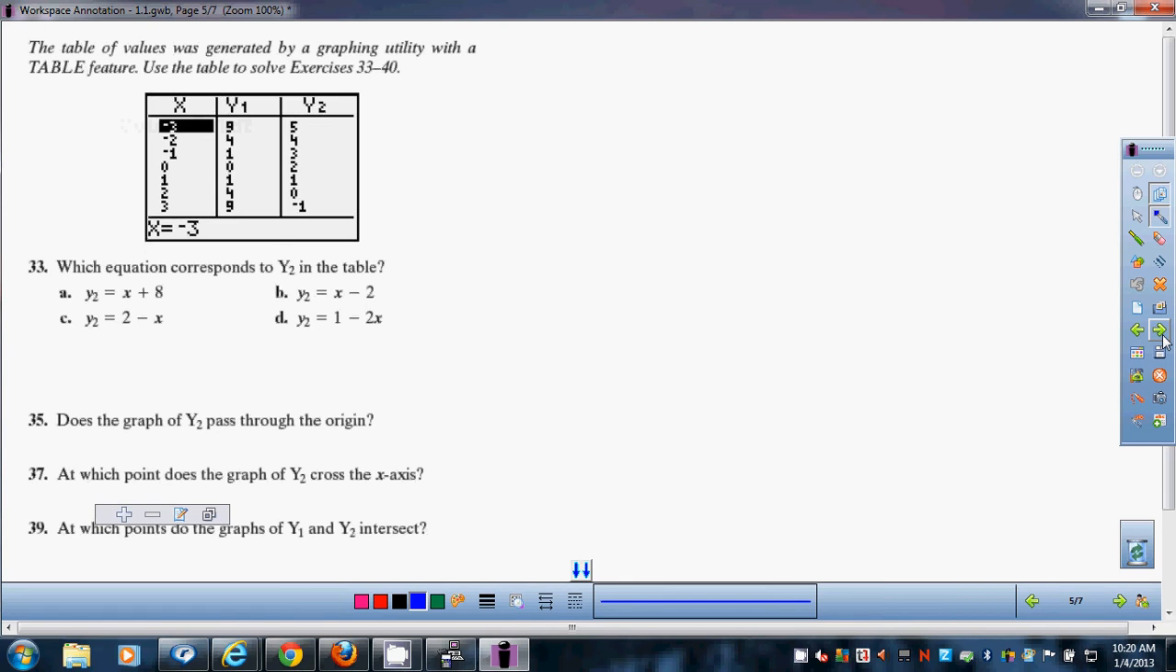Okay, so let's see. The table of values is generated by a graphing utility. Who cares? Which equation corresponds to y2? So that means if you plugged in these x values into these 4 functions, which function A, B, C, or D is going to generate the list of y2's y values? Who thinks they know that? A, B, C, or D will generate the y2 list.